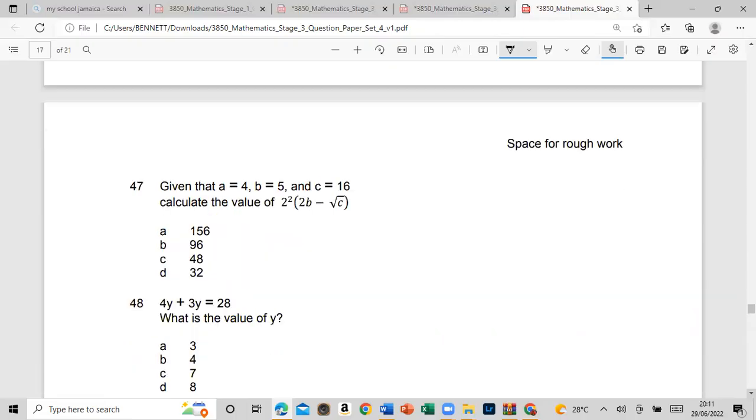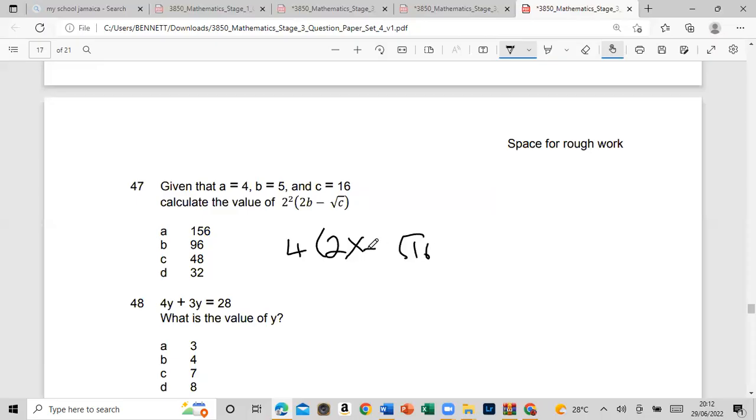Given a equals 4, b equals 5, c equals 16, calculate the value of 2b minus the square root of c. So that's 2 times 5 minus the square root of 16. What was b again? 5. So that's 10 minus 4. That's 6. So 2b, what's b? b is 5, right? So 2 times 5 is 10, minus the square root of 16, which is 4. 10 minus that, 6.